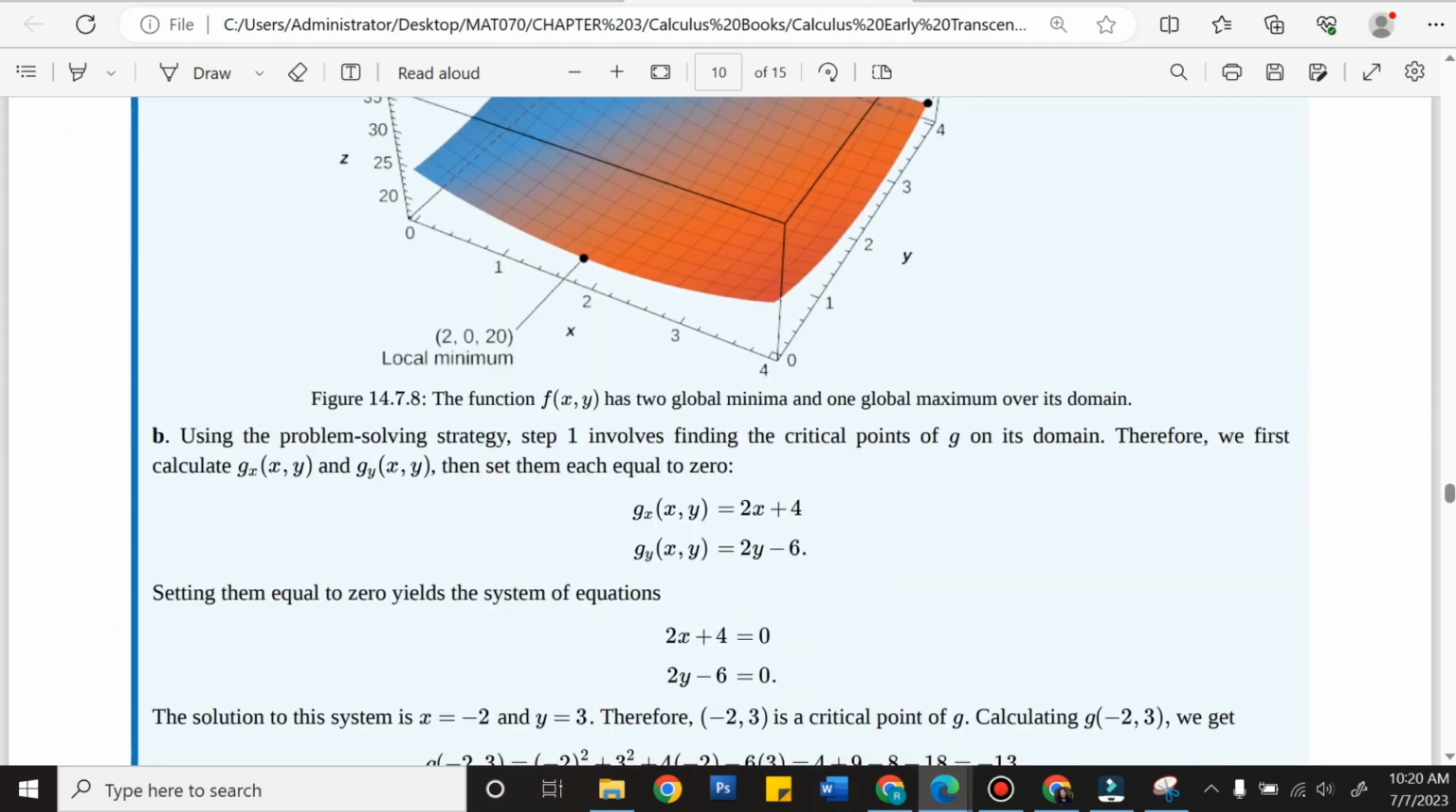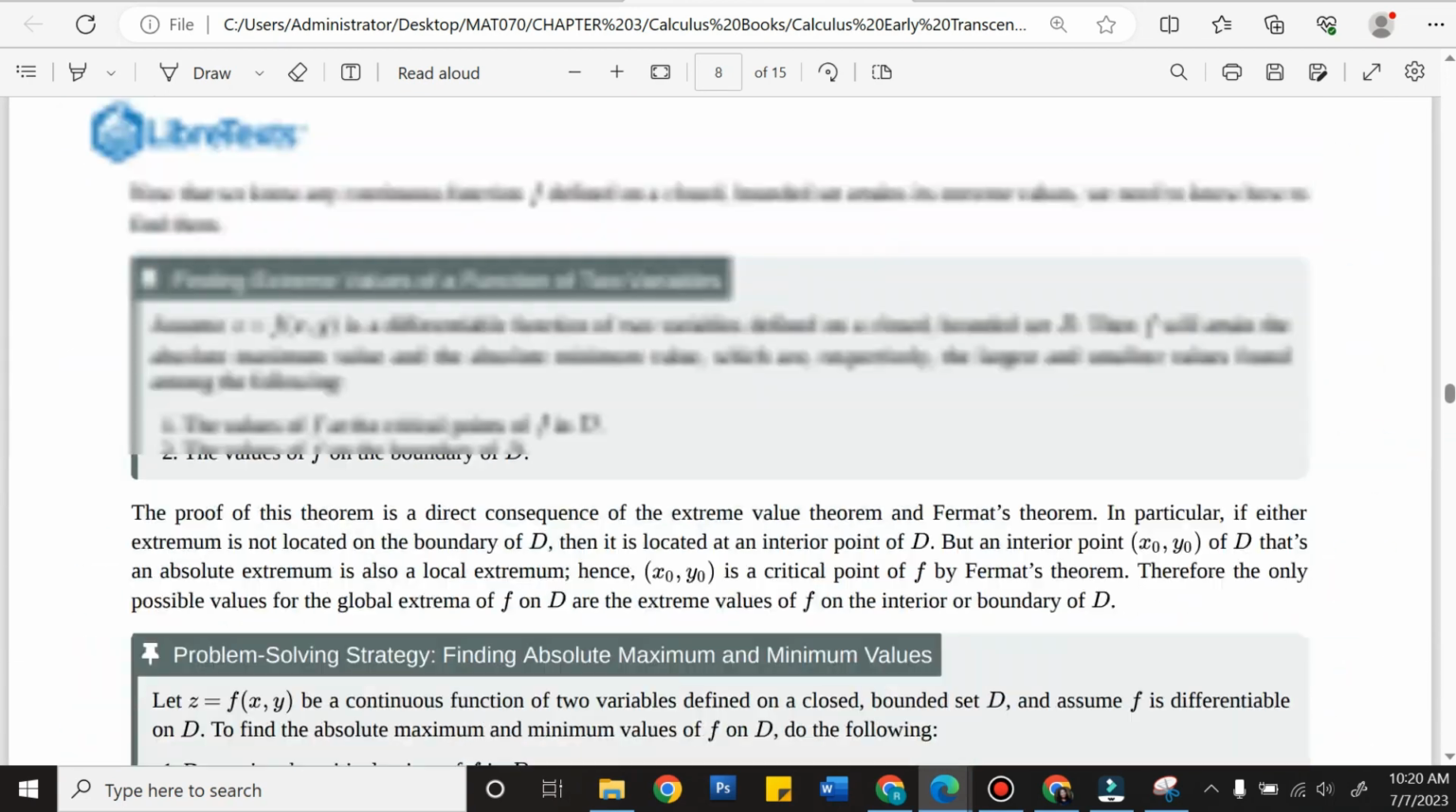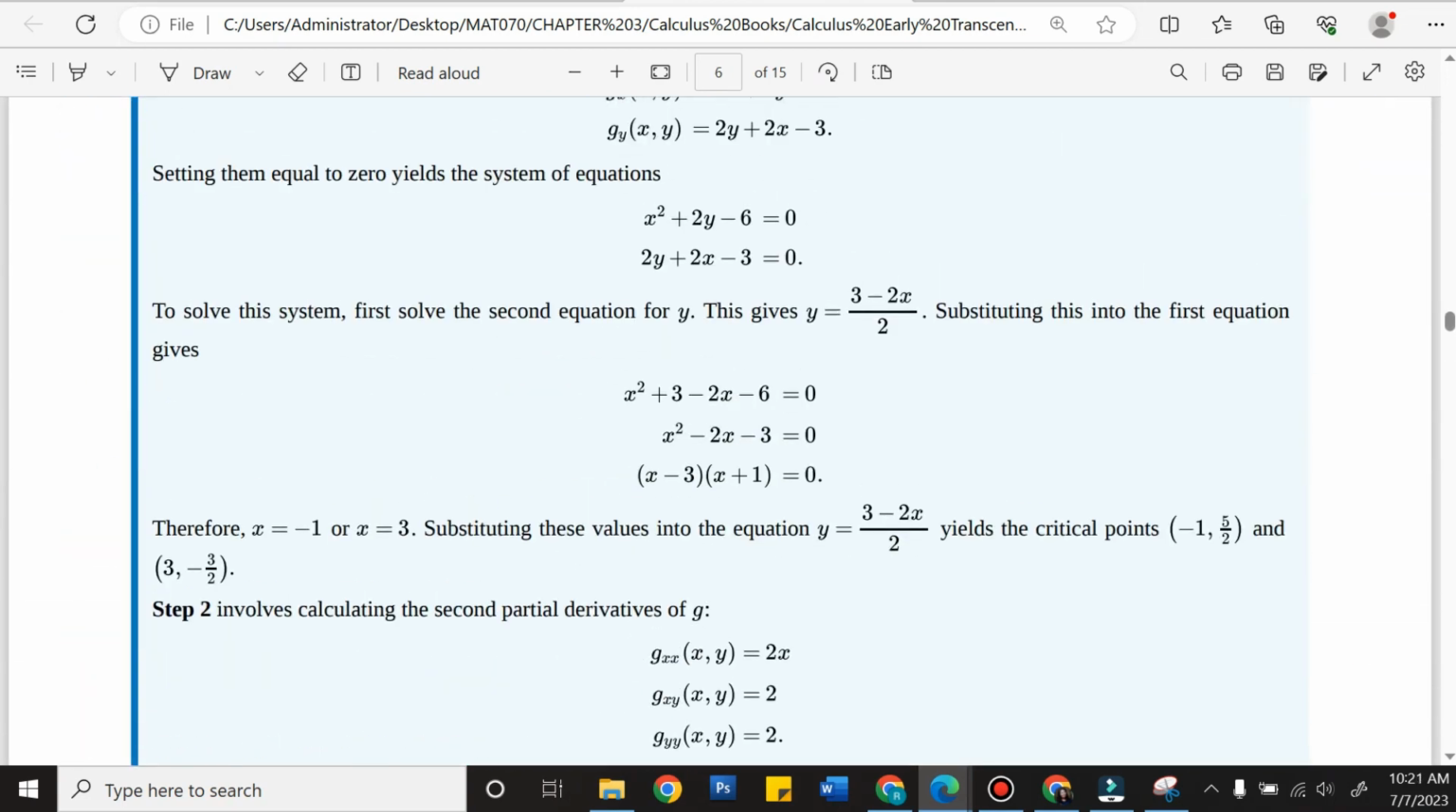Okay. So, I think that would be all for this topic. In our next video, we will have the Lagrange multipliers.